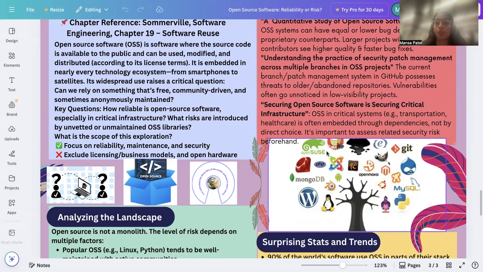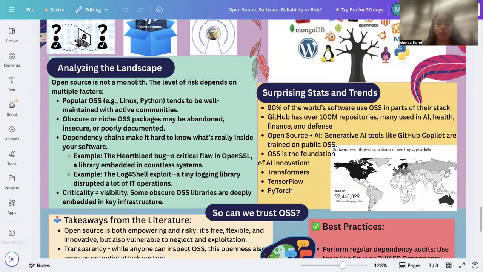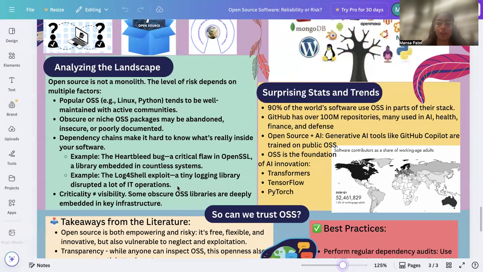Third is about OSS and critical systems. It highlighted how important it is for OSS used within transportation, healthcare, and banking to be very risk-free, and to make sure that whoever is deploying these functionalities has taken into account all these risk factors. So now I'm going to go to my analysis.